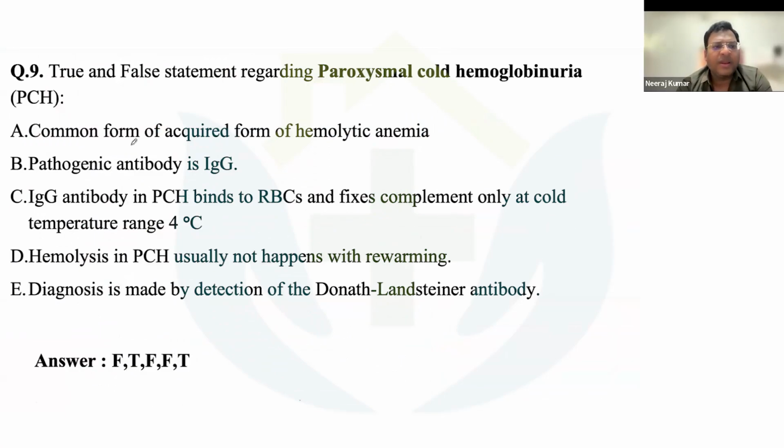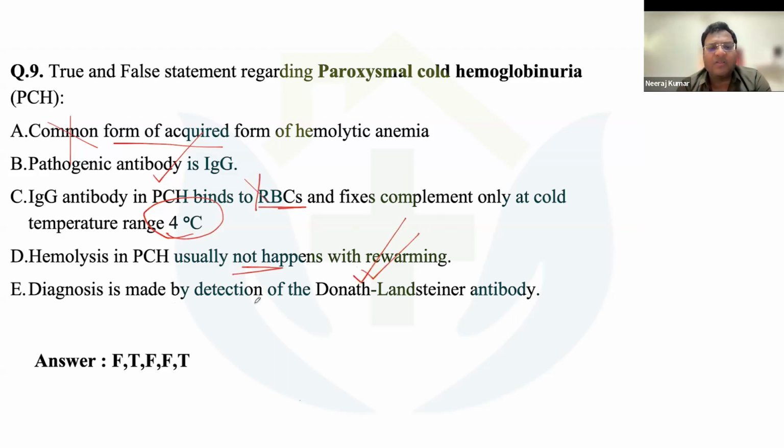Next point is a true and false statement regarding paroxysmal cold hemoglobinuria. It is a common form of acquired hemolytic anemia. So it is not true. The pathogenic antibody is IgG. Yes, the pathogenic antibody is IgG. And this IgG in PCH binds to RBC and fixes the complement only at a temperature of 4 degrees Celsius. Again, this is not true. And the third option is not true. Fourth option, hemolysis usually does not happen after rewarming. Again, this is a very strong statement, and it is not the right statement, but I will read it later because it is taken directly from the textbook.